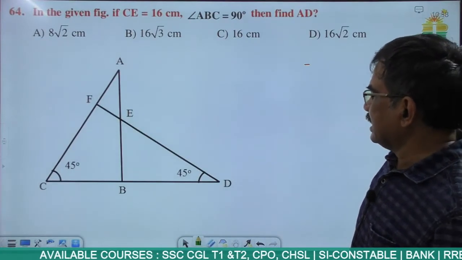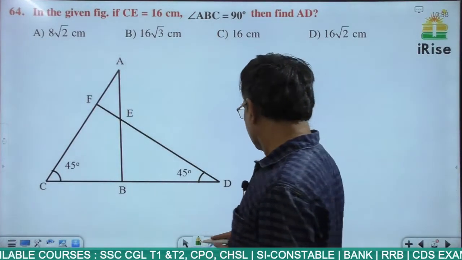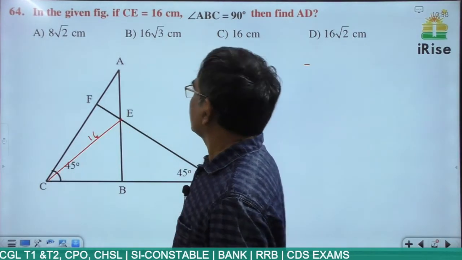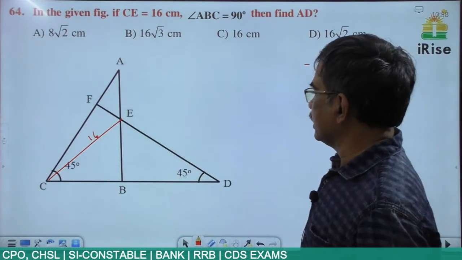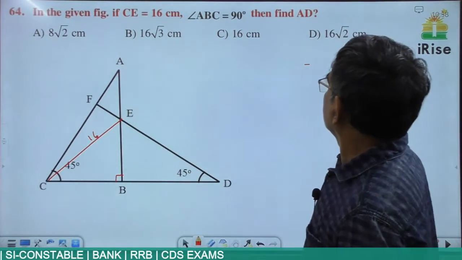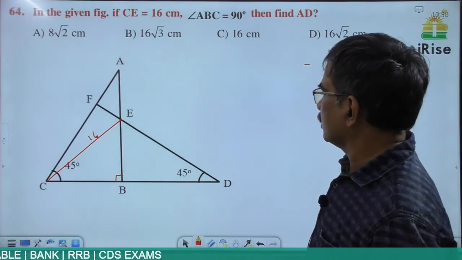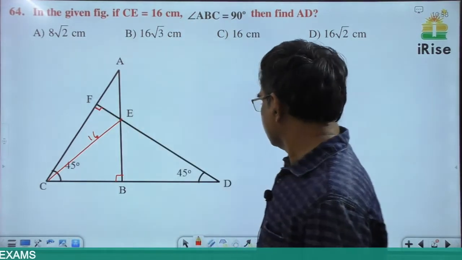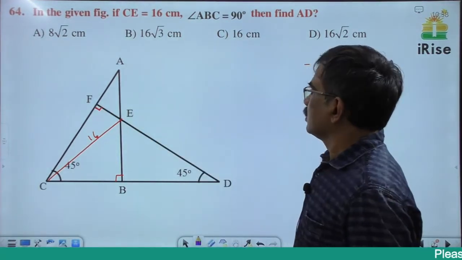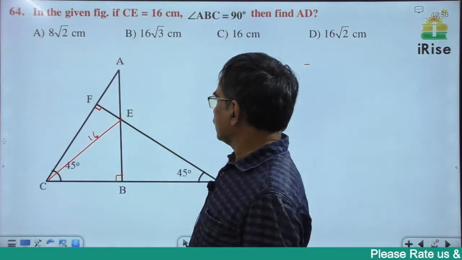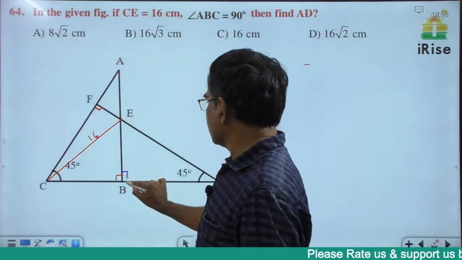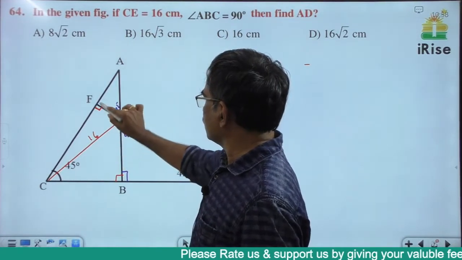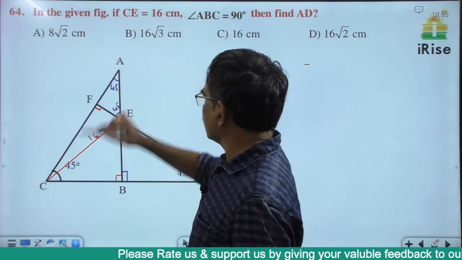In the given figure, CE is equal to 16. Here this length is given as 16. Angle ABC is 90 degrees. This is 90 degrees. Then find AD. Already this is 45, this is 45, even this is also 90 degrees. 45, 45, 90. If this is 90 degrees, then this is 45 degrees, then this is also 45 degrees. If this is 90, then this is also 45 degrees.